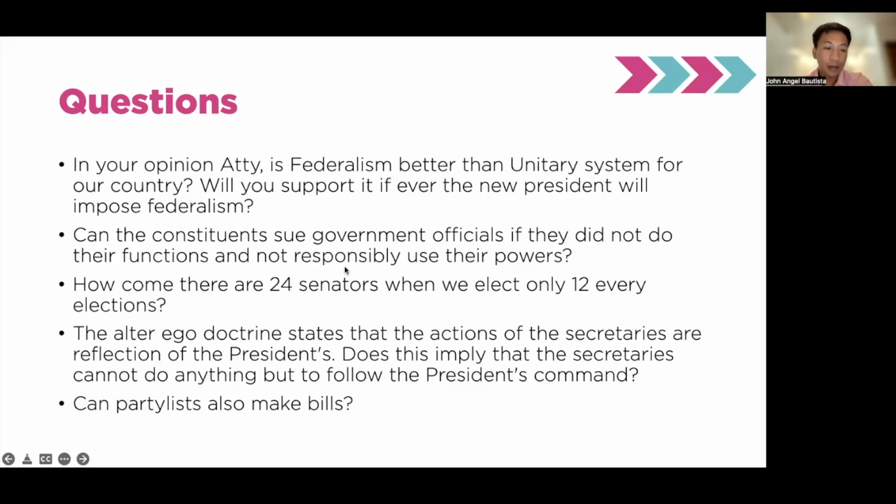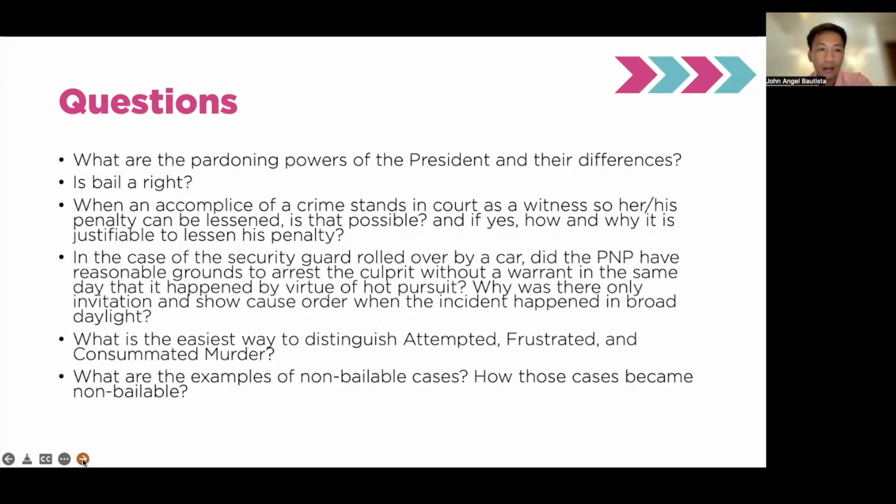Okay, next. Can party lists also make bills? Of course, they are members of the Congress. What else are they going to do if not bills? So yeah. Okay, next. Here is on criminal law naman.